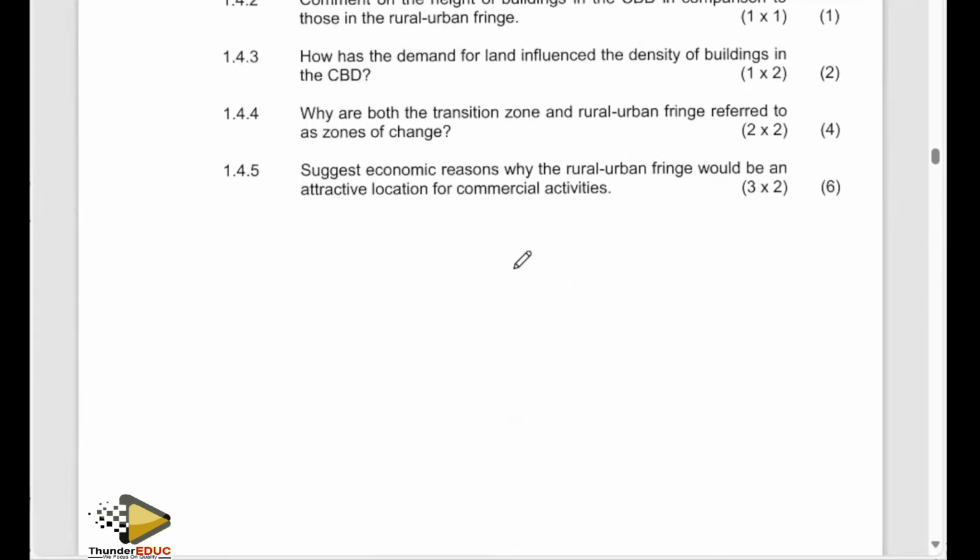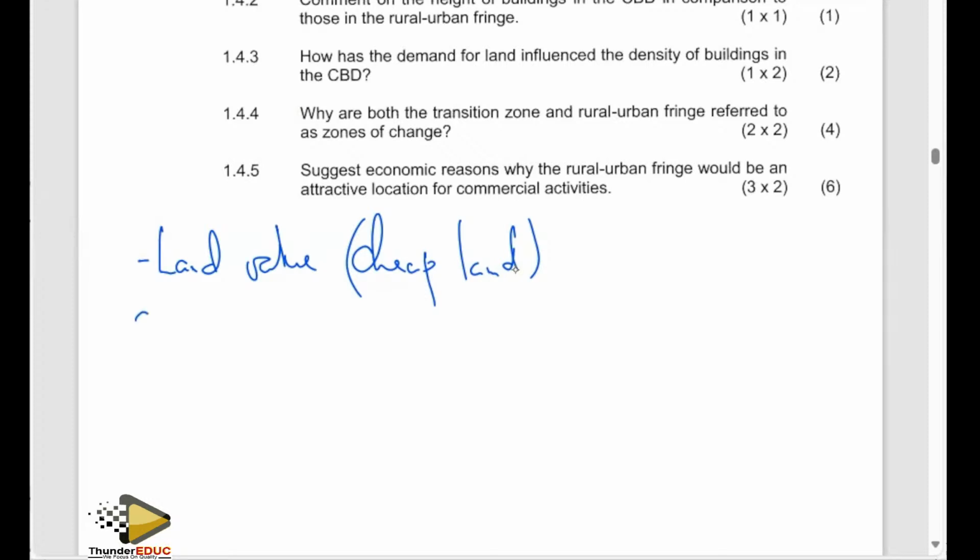If we look at that, we're looking at economic reasons. The first one, definitely, is land value. There's cheap land there. Because of its being located away from the CBD where the land use values are very high, the zone of transition has got cheaper land value. So economically, that is a reduction in the cost of doing business if you acquire cheaper land to do business from. So it's basically saving on costs for the business because the land is cheaper in that dimension.